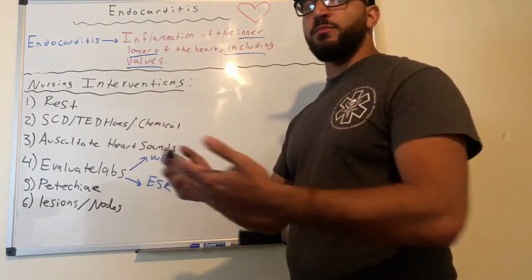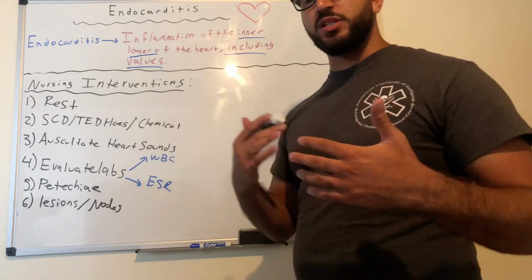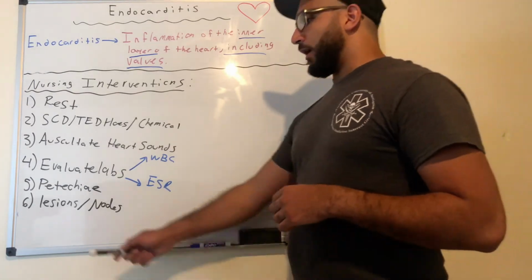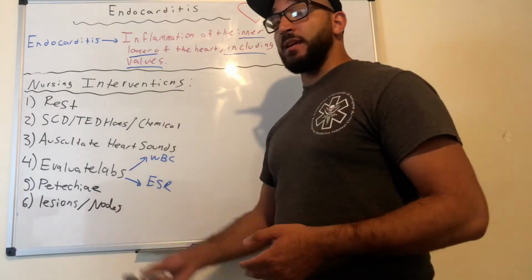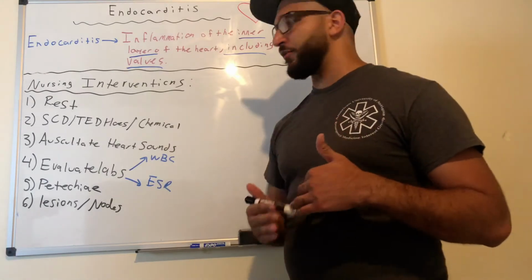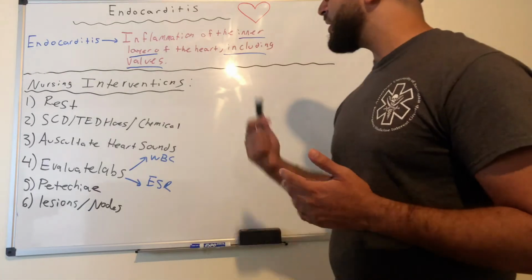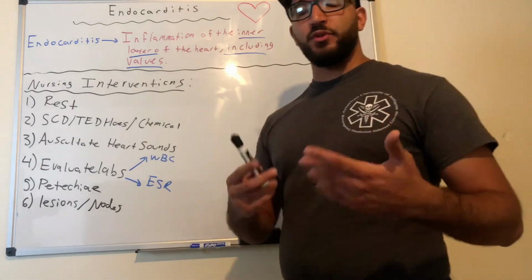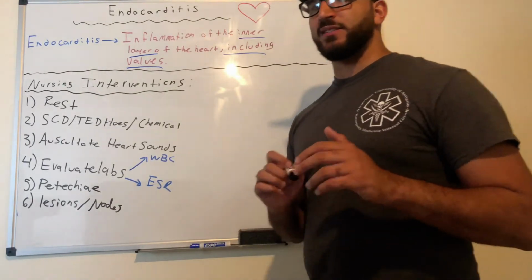Petechiae, you want to look under the mucous membranes to see if there's any brownish, purplish spots under the skin as well. Any Janeway lesions present, any Osler's nodes that we spoke about earlier. It's just important to monitor for that. Also, do they have any fevers associated with their endocarditis after surgery or after medical treatment? It's just very important to monitor for those signs and symptoms.